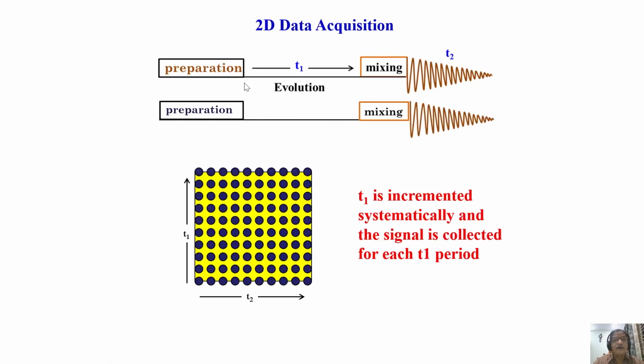Now we have completely acquired the signal in 2 dimensions. In the T1 dimension also we acquired signal. This is the T1 dimension. This is the T2 dimension where we have data acquired, which is the constant period of time. So systematically we vary the T1 period, collected signal here, and also collected here. This is basically what we do generally in most of the 2D sequences.